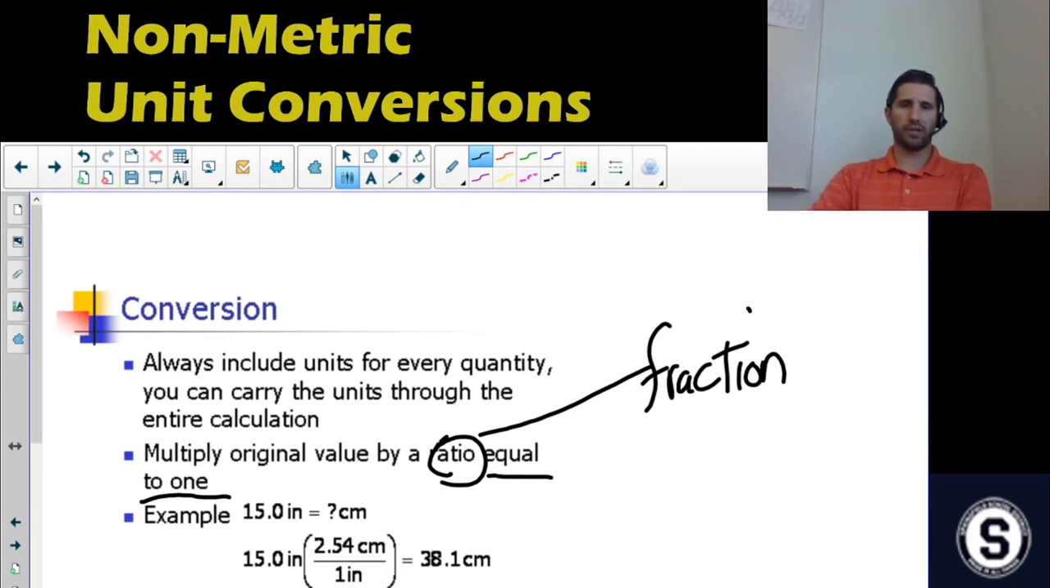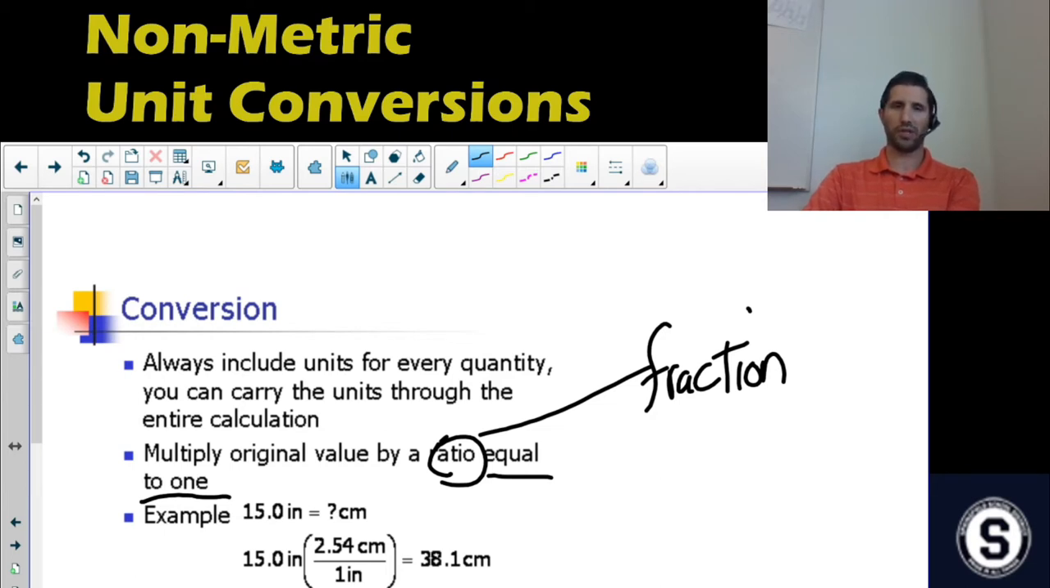So the example down here says 15 inches equals how many centimeters? So you have the 15 inches. You're multiplying by a ratio, a fraction, that's equal to 1. It turns out that 2.54 centimeters is the same thing as 1 inch. So make sure when you set this up that your conversion factors, the things that you multiply by, are always equal to 1. There's a couple useful conversion factors that we're going to talk about on the next slide. So we multiply the 15.0 by 2.54, and then we divide the whole thing by 1. That gives us 38.1 centimeters.